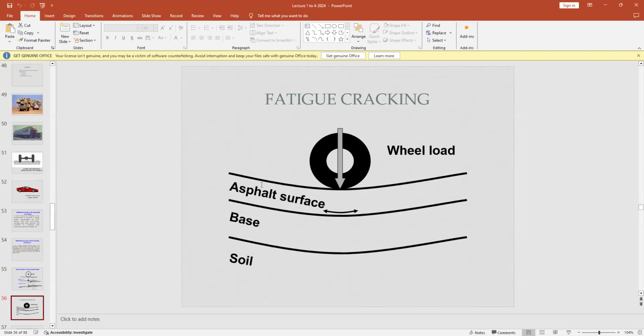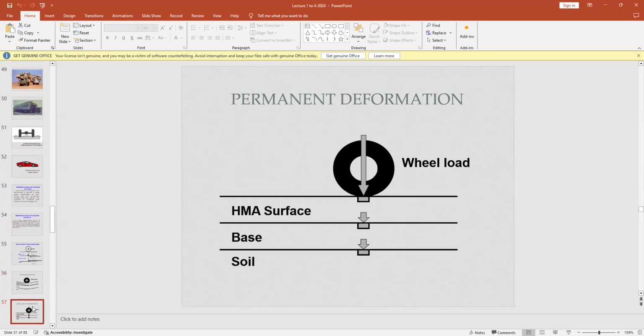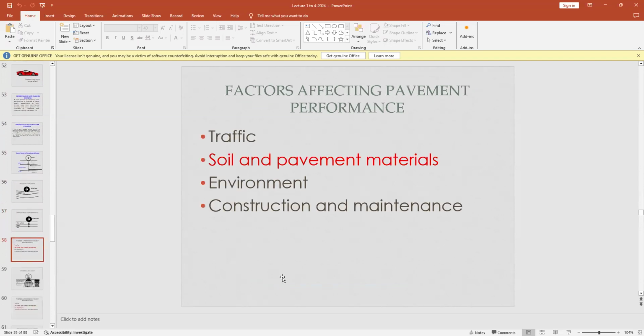Fatigue cracking occurs because the asphalt surface is inadequate. If it has inadequate depth, obviously it will cause fatigue cracking. Permanent deformation, as we know, can be measured at this depth on the top of the soil.